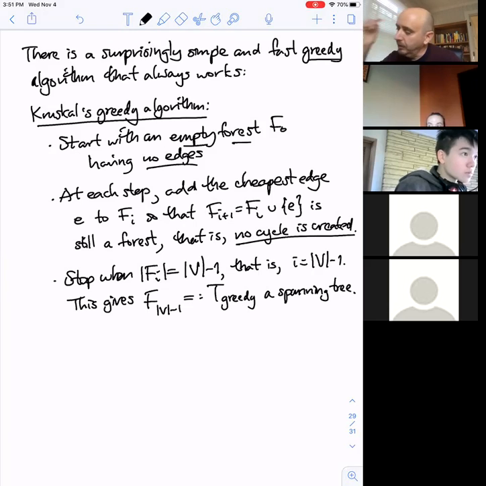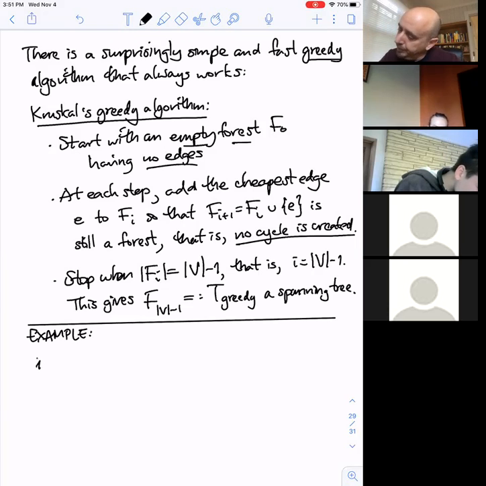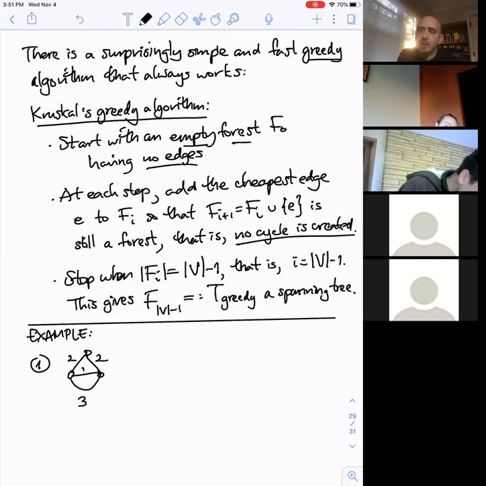Okay, so let's do this algorithm. Let's just try it so we can see what we're talking about. Example. Let's take this one that we had before where there was more than one choice. Those edge costs: a 1, a 2, a 2, and a 3. And then what do we got?